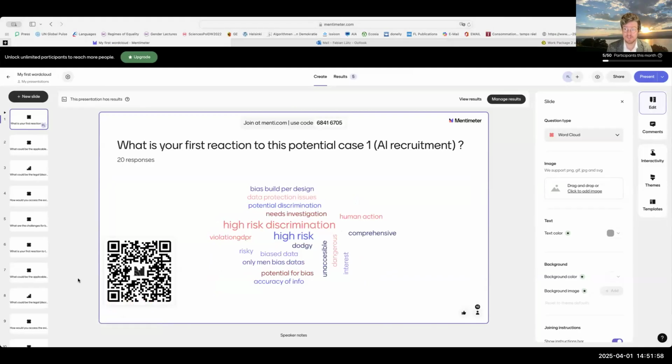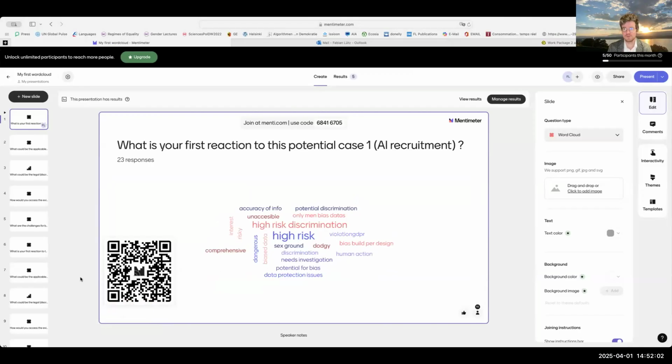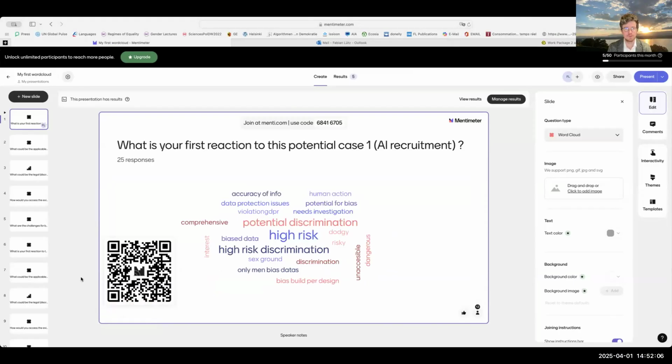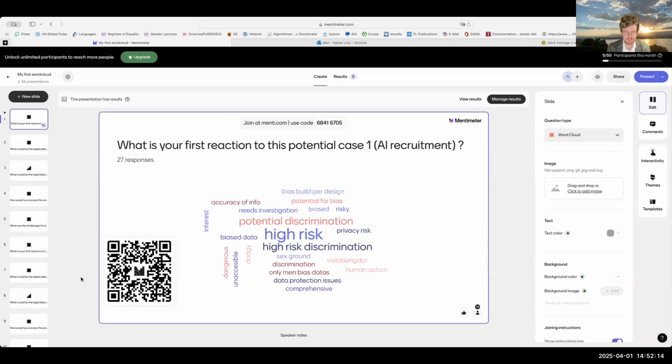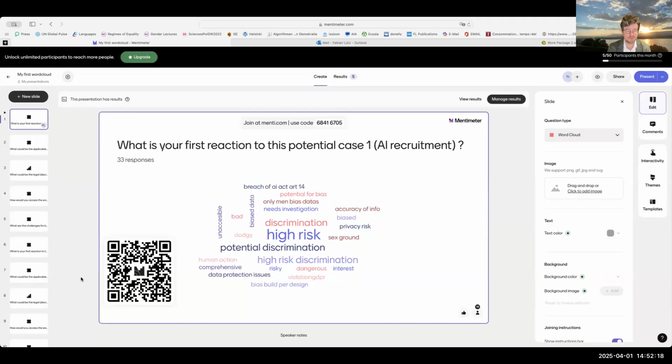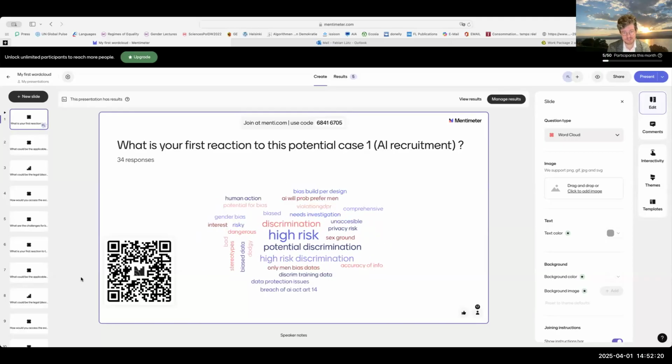Should there be a technical problem, please feel free to post in the chat if you have anything to share, whether it should not work for any reason, just so that we have a backup solution. People are now sharing their first reactions to this potential case. I remind you, it's the case about AI recruitment, a company using an AI to sort CVs, and the data sets used are previous public employment history and publicly available data.